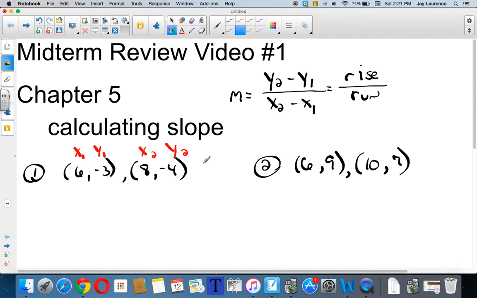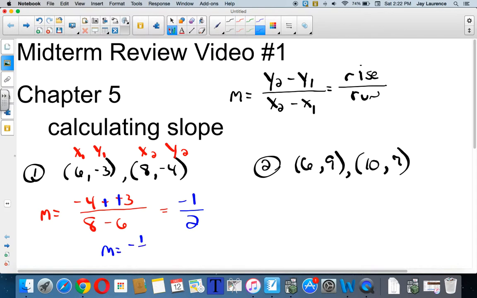All right, so I'm going to calculate the slope on this one, and I'm going to do -4 minus -3, and notice I'm not doing it in my head, I'm showing it, and then 8 minus 6. And then if you're Trinity and you came up to the board one day, you learned that subtracting a negative is the same as adding a positive. All right, -4 plus 3 is -1. 8 minus 6 is 2. And there you go. m equals -1/2.